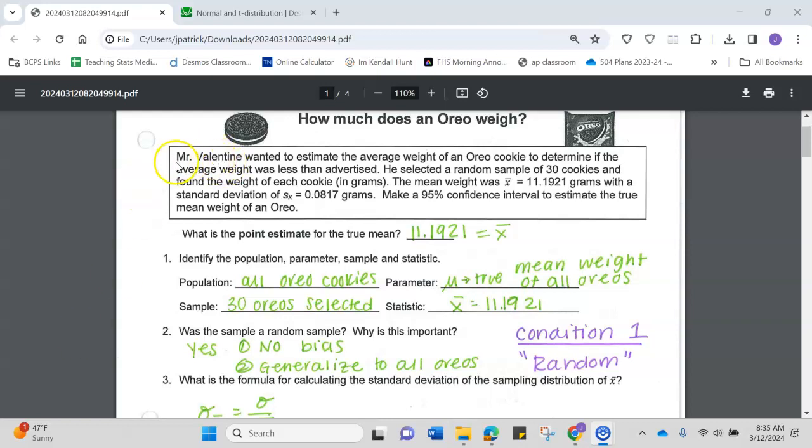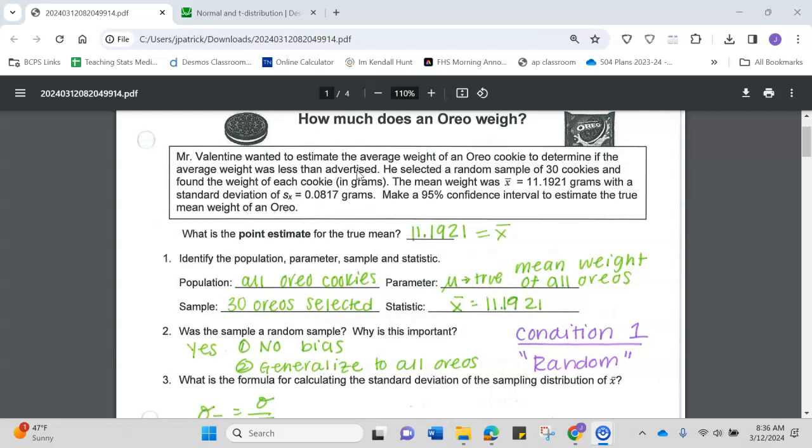So I don't know if you guys remember Mr. Valentine. He left after last year, but let's just say he wanted to estimate the average weight of an Oreo cookie. So Nabisco says they are 11.3 grams, but he thought maybe it was less than advertised. So we could run a significance test with this, where the alternative would be that the average weight of an Oreo cookie is less than 11.3.